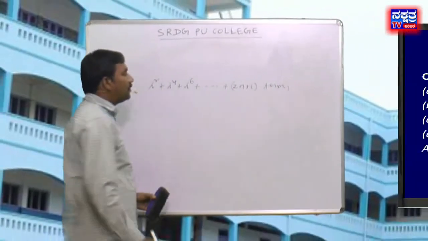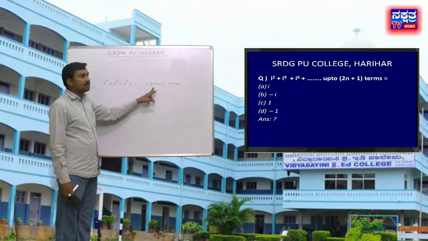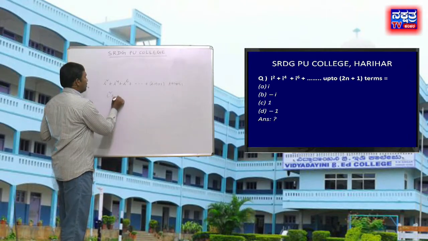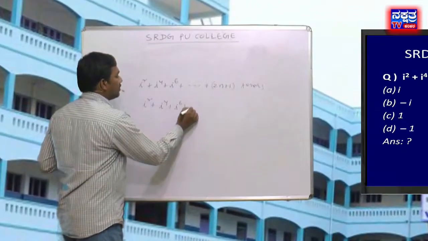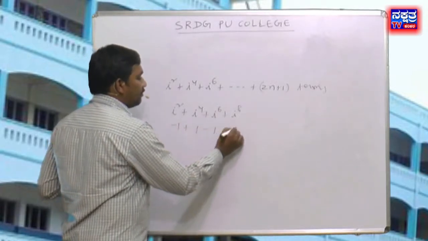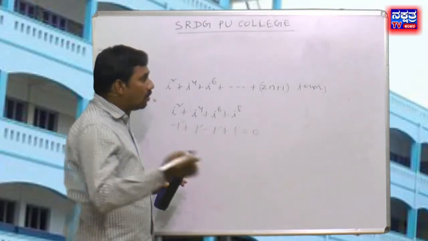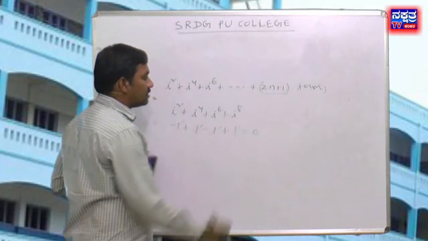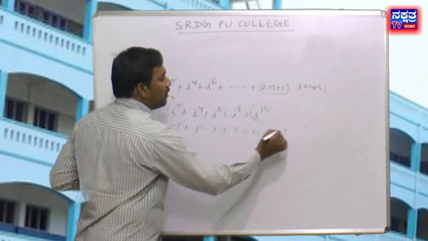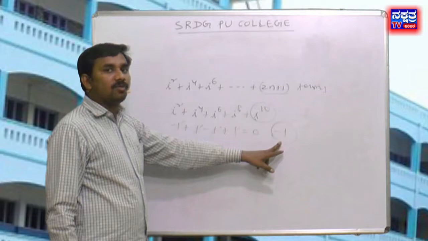So here, if you observe, 2n plus 1 terms means the number of terms is odd. So if it is even terms, what will happen? Suppose I am taking 4 terms only, then it is minus 1 plus 1 minus 1 plus 1. So it will get cancelled and become equal to 0. So here it is representing odd terms, which means if you take one more term, i power 10, it represents the value minus 1. So the answer for any number of odd terms is minus 1.